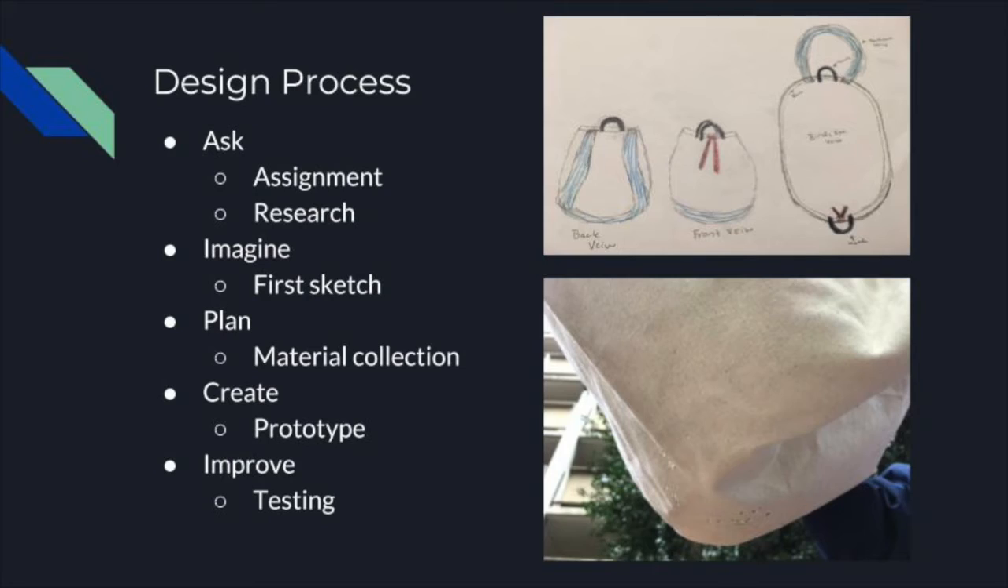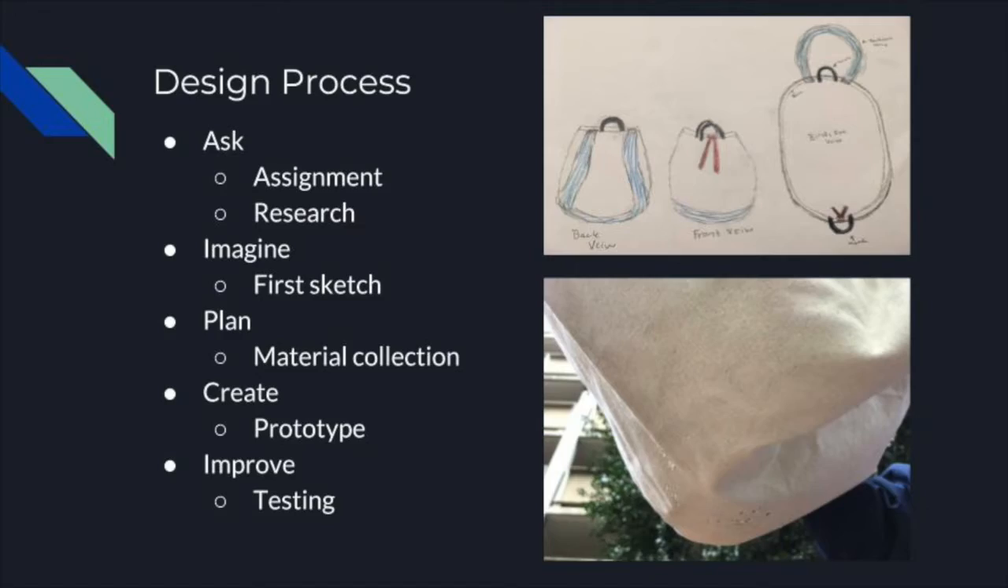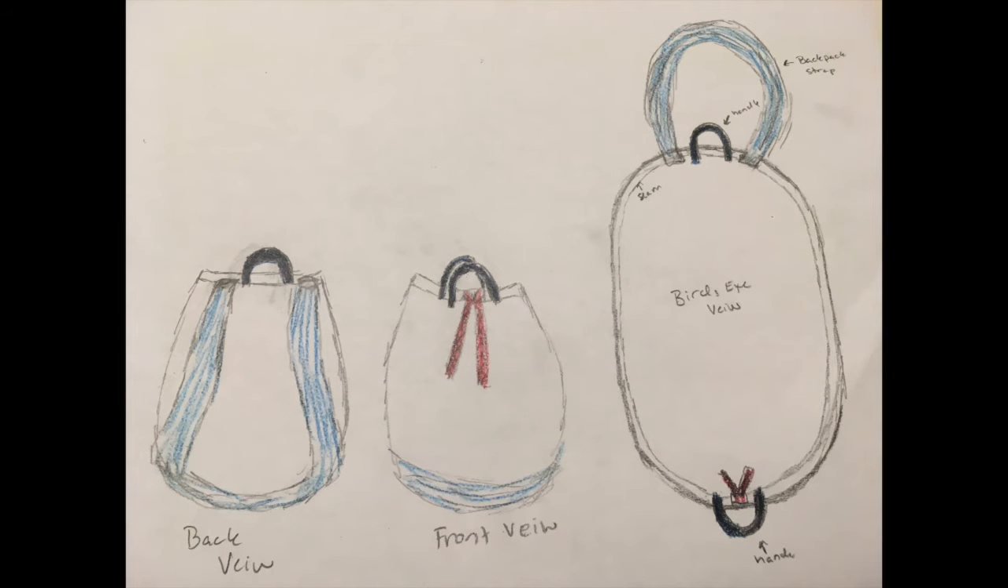And so planning, you have to collect your materials and also form an idea of what we're going to do. So in this step, we collected our materials, we collected the canvas, and we collected the laminates, the Flex Seal, liquid nail, and paraffin wax. We then need to incorporate these into a sketch and plan how we're going to mesh these 2 ideas together.